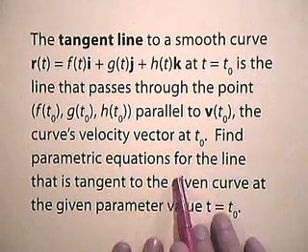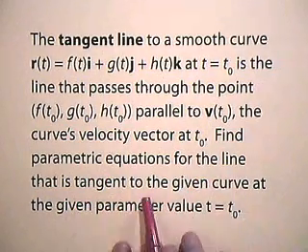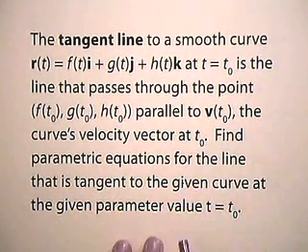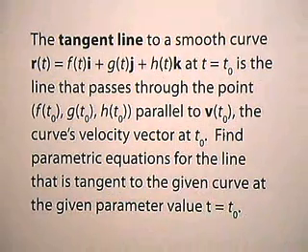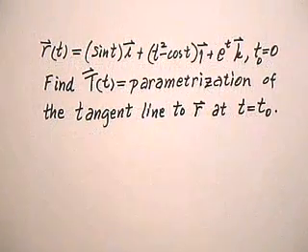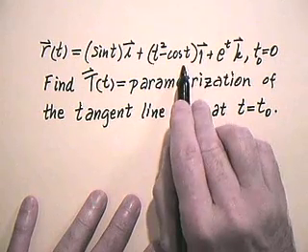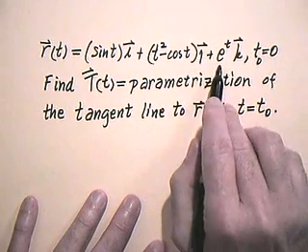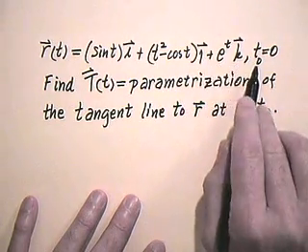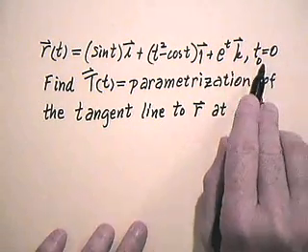Find parametric equations for the line that is tangent to the given curve at the given parameter value t equals t naught. Here I have the vector valued function r of t equals sine t i plus t squared minus cosine t j plus e to the t k. We want to consider the point t naught equals 0.